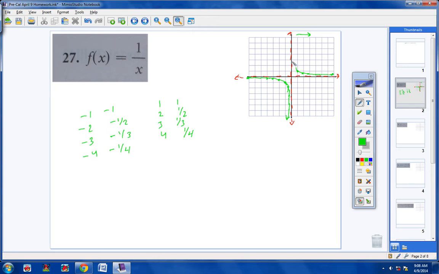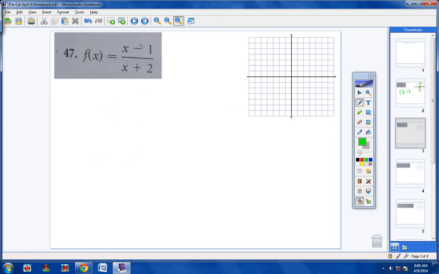Now let's put in 0.1. If you do, you get out 10. So I know it's shooting way up here, getting closer and closer to the vertical asymptote, but never touching it. So there we go. Problem number 1 done. Moving on to the second problem in your graphs.